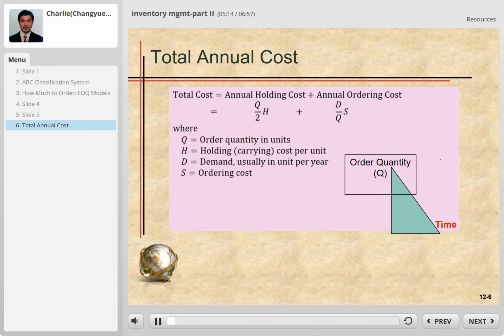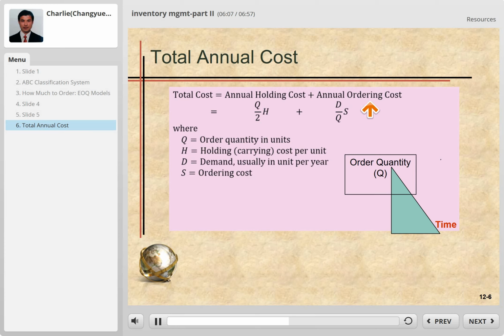For now, we consider two kinds of inventory cost: holding cost and ordering cost. First of all, we know that the highest inventory level is Q. The lowest inventory level is 0. So the average inventory level is Q over 2. Annual holding cost, then, is the average inventory level, which is Q over 2, times the holding cost per unit per year, which is capital H. So annual holding cost equals Q over 2 times H.